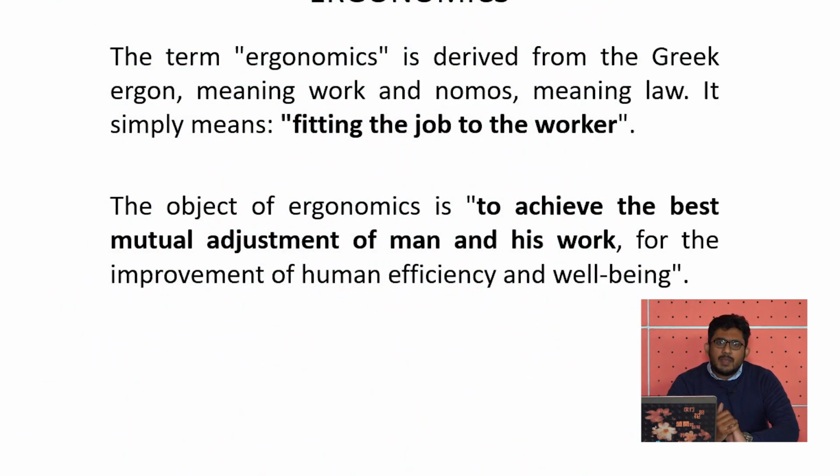Here we have used a term, ergonomics. Now we are going to know what ergonomics is. Ergonomics is derived from the Greek words ergon, meaning work, and nomos, meaning law. It simply means fitting the job to the worker. The objective of ergonomics is to achieve the best mutual adjustment of the man and his workplace.